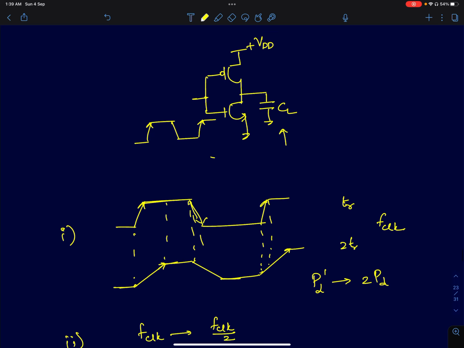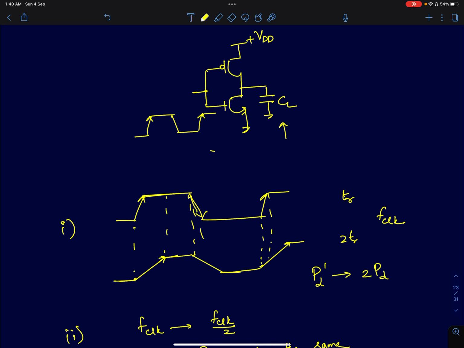It's given that I'm driving this CMOS inverter with a clock signal of two different rise times. In the first case, let the rise time be TR. In the second case, the frequency is the same, but the rise time is almost doubled. And when you measure the power that is drawn from the supply, it turns out that the power has doubled. Now remember, the supply voltage remains the same, the input high voltage levels, all of that remains the same. The only difference is a change in the rise time. And you observe that the power dissipation in this inverter has doubled.